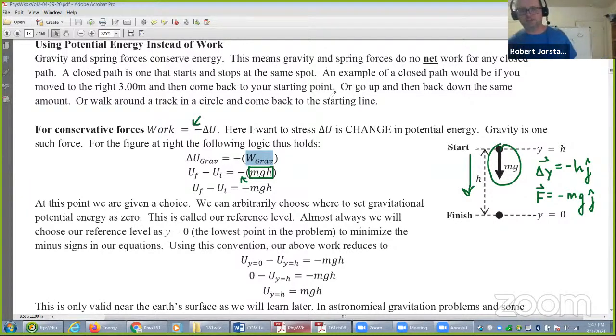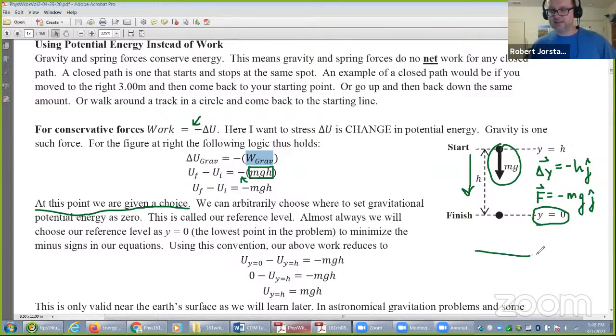Okay. Any questions on that? Okay. Now, notice this next statement. We are given a choice. Just like you could choose whatever coordinate system you want, we could choose whatever height we want to be y equals 0. For example, I could say the top is y equals 0. And if I did that, the bottom would be height y equals negative h. Right? So the vertical position may be different numbers, but the change in vertical position, delta y, is always going to be the same no matter what coordinate system you use.